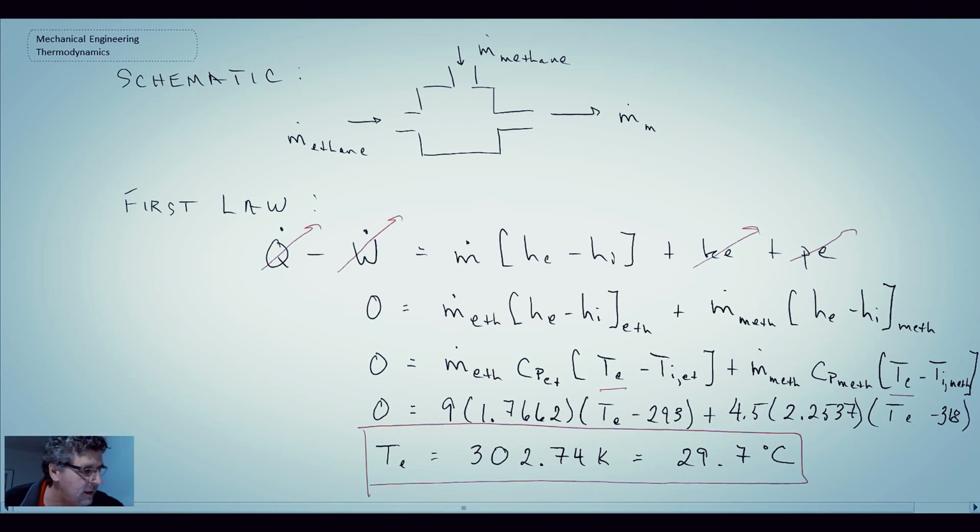You can see one of our fluid streams was coming in at 20 degrees and the other was at, what were they? One was at 20 and the other was at 45, and so we come out at around 30 degrees C, which is pretty much in the middle there.